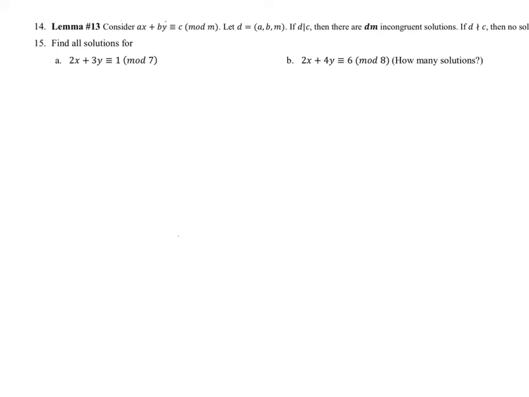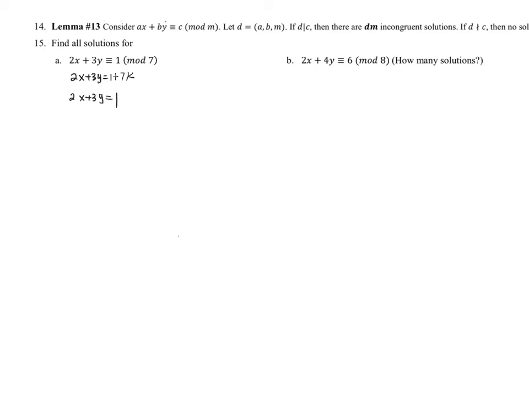I now offer another solution for this problem. We can treat this as a Diophantine equation by rewriting it as 2x plus 3y equals 1 plus 7k. Of course, you want to first solve 2x plus 3y equals 1, because 1 is the greatest common divisor of 2 and 3.